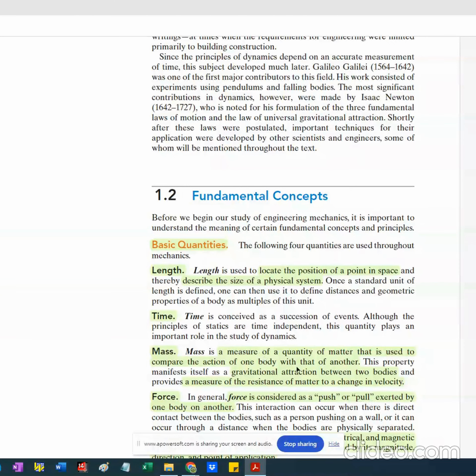So in statics we use four basic quantities: length, time, mass, and force. Length, a measure of size or location. Time, of course, in statics, time is not relevant because things do not change. The system is assumed stationary. But dynamics, of course, is where time is a very important aspect.